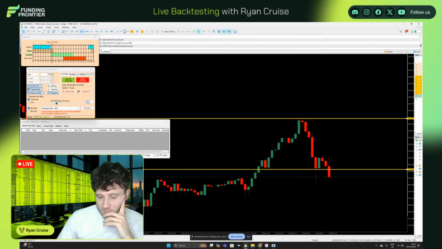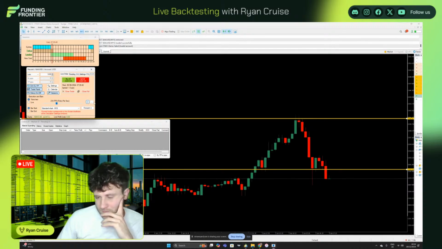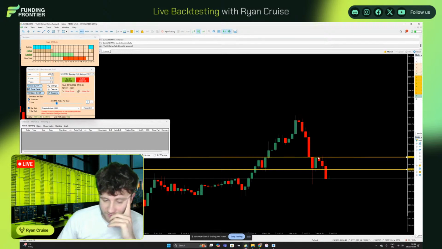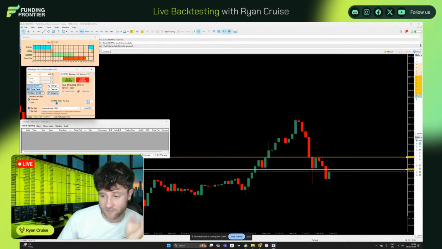So we have got a smaller range forming here. Again, we've got the closure. So we've got a smaller range forming here, as you can see. But again, we've got the closure below, no bottom wick. I'm not taking the trade. I'm just going to leave it. I don't care if it goes.